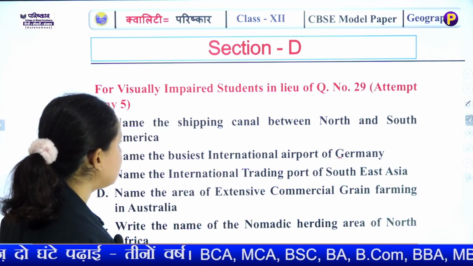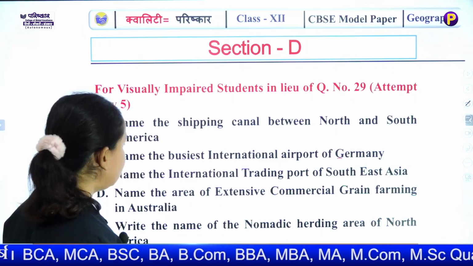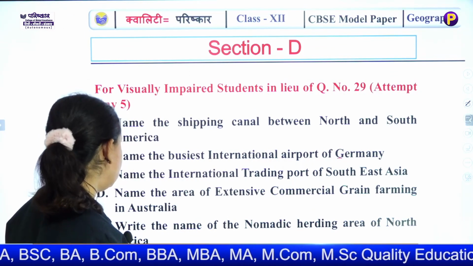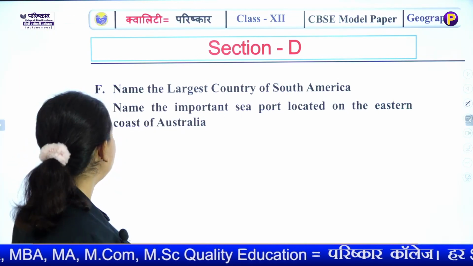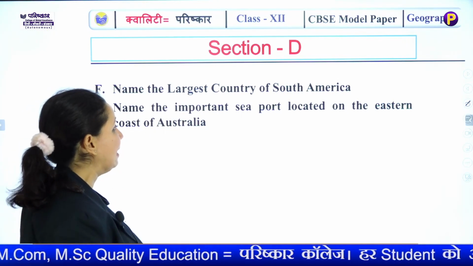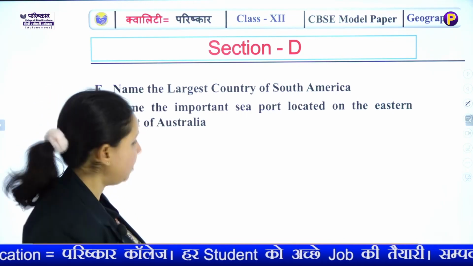Name the area of extensive commercial grain farming in Australia, Downs. Write the name of the nomadic herding area of North America, Sahara. Name the largest country, South America, Brazil. Name the important seaport located on the eastern coast of Australia, Sydney. So the answers are the same.